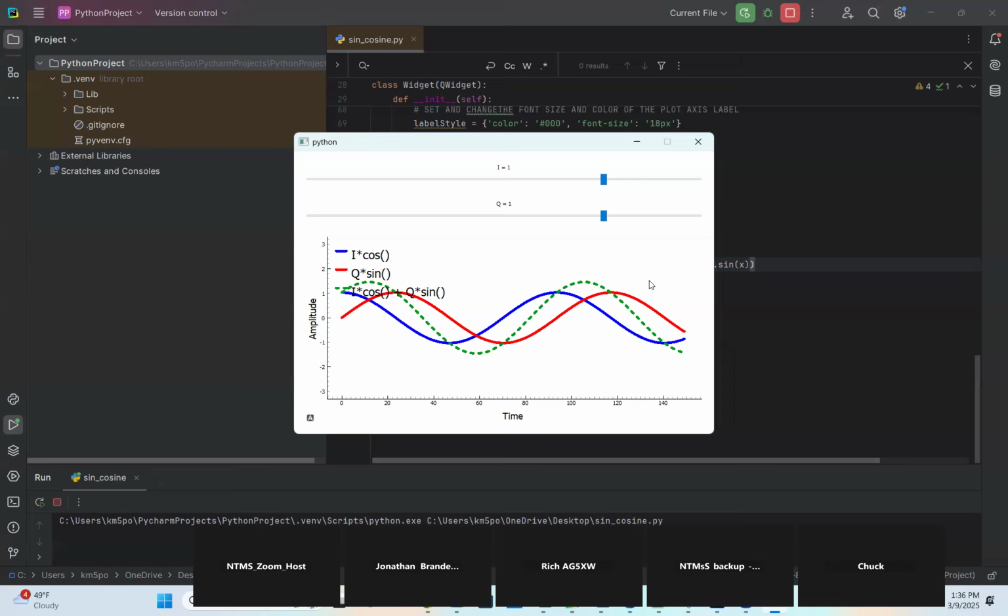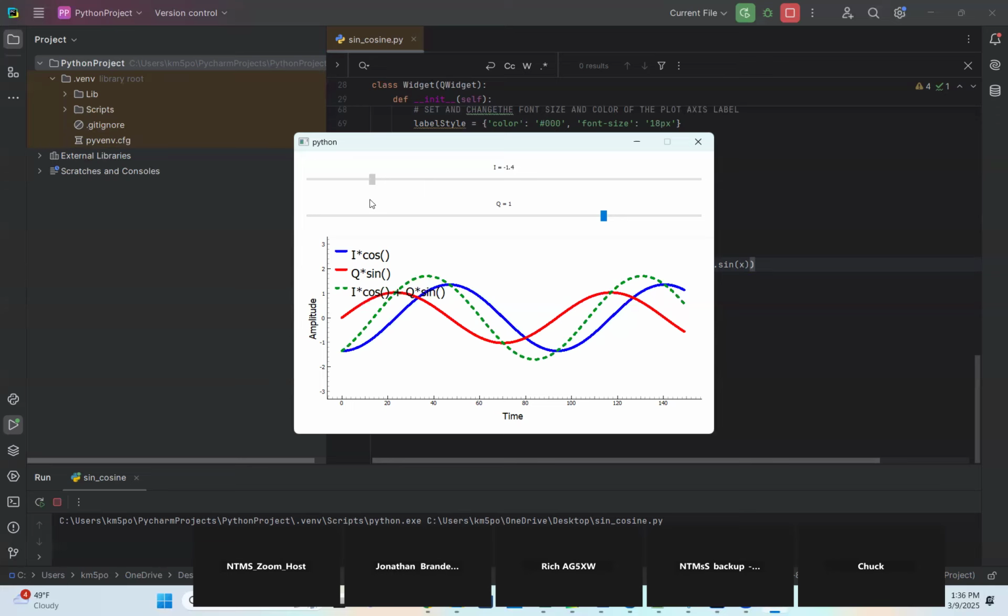So if we vary either one of these components, we will change the resulting green line, which is our output sinusoid that's going to go to the antenna. And all we're having to do here is vary the amplitude of I and Q, not the phase. That's really the utility here, or the takeaway. So if I vary the real component, you can see that when I get to 0, the output is very close to a single sine wave.